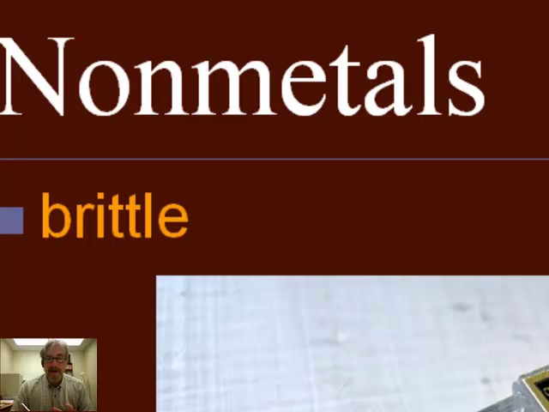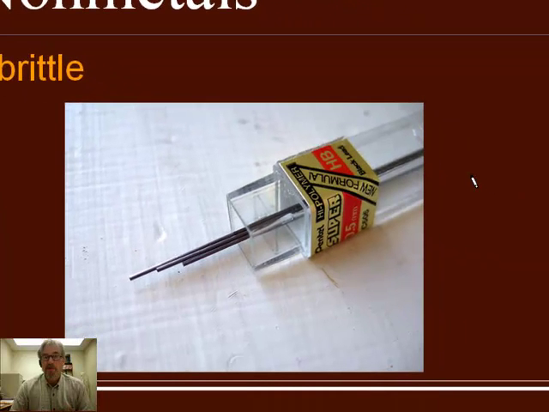Non-metals tend to be brittle. In other words, if you try to stretch them, bend them, form them, hit them with a hammer, they're just going to break. An example would be the pencil lead that we see in this picture. Pencil lead is carbon. Carbon is a non-metal, and it's brittle. It's not ductile. If I tried to stretch it, try to pull on it, it won't stretch, it'll just break. If I try to bend it, which I could easily do with copper or gold or aluminum, it will just snap. So they're brittle.